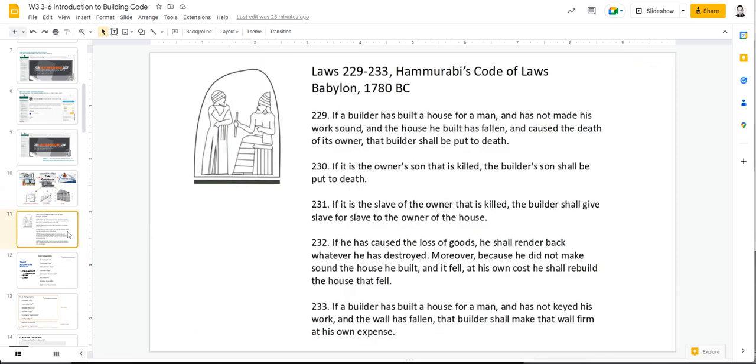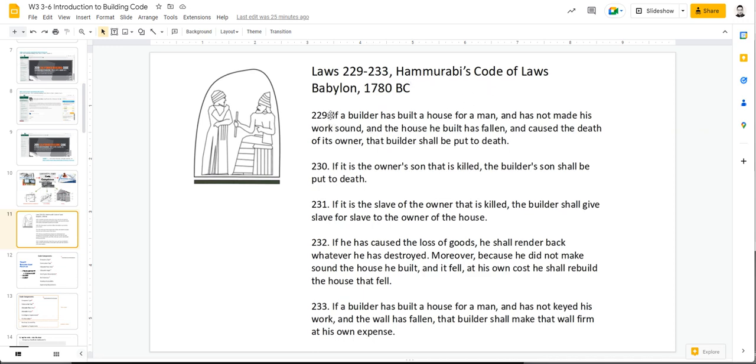This one I got from another professor who taught this subject before. The oldest known building code is from ancient Babylon. As you see, this one is from 1780 BC. We are in AD right now. And this one is from Hammurabi's Code of Laws.